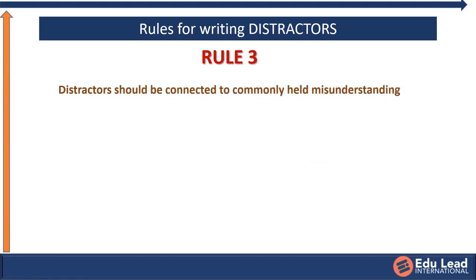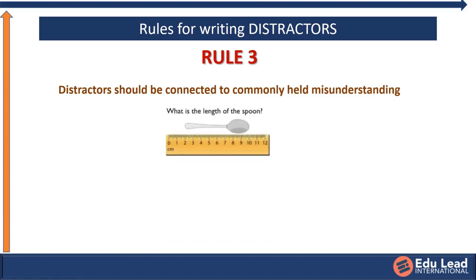Rule number 3 is that distractors should be connected to commonly held misunderstandings. So wherever you feel that children might have some misconception, use those to create your distractors. Example: what is the length of the spoon? The options given are 2 centimeter, 8, 9, and 10. Now let's see how these distractors are created. 2 centimeter is there if the child has a misconception and just considers the starting of the spoon. 10 centimeter is there if the child sees where the spoon is ending, and so says 10 centimeter.